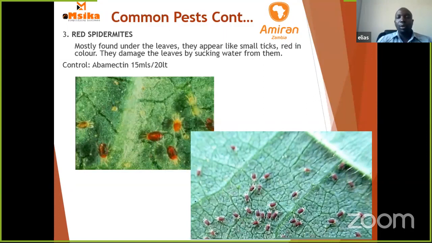And for this one, we have the control, which is ivermectin, among others. The others are kali, and the chemicals are Persec. So there's quite a range of chemicals that you can use to control this one. But note the cobweb that it forms around itself to protect itself from any pesticide.